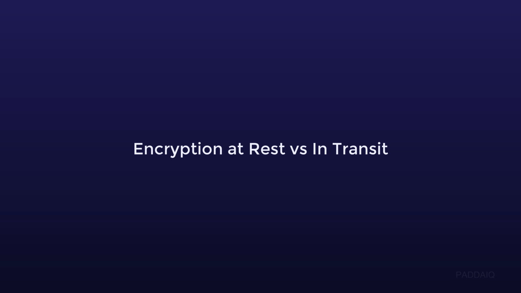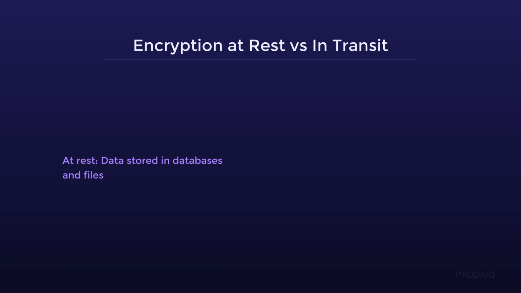Encryption at rest versus encryption in transit. At rest, data stored in databases and files. This means information saved and not actively moving, like files on a server or records in a database. For instance, customer details stored in your company's secure database are encrypted at rest. This ensures your stored data remains protected from unauthorized access even when not in use.